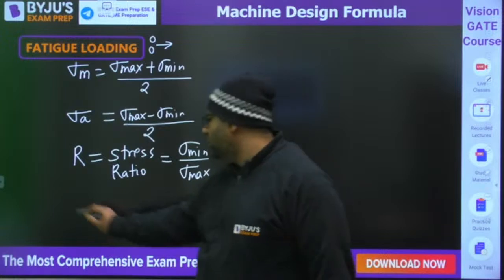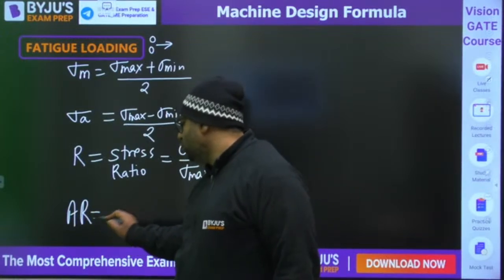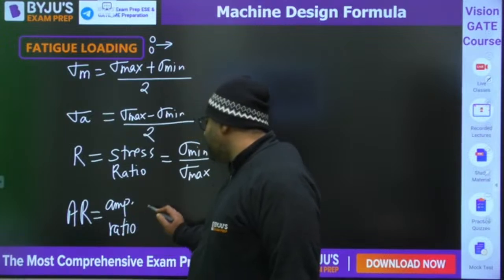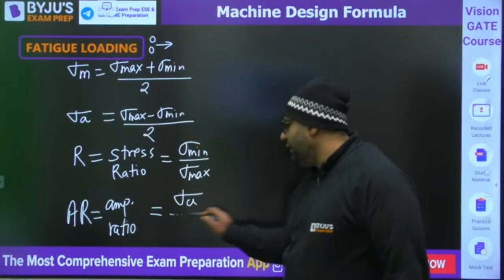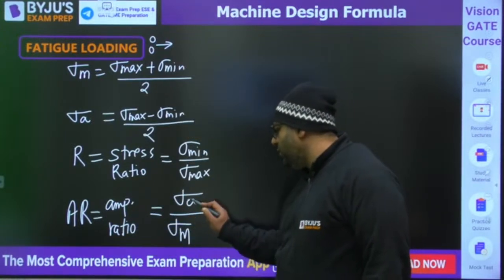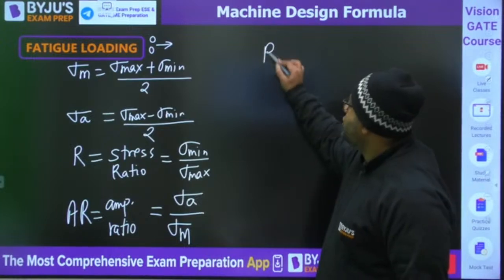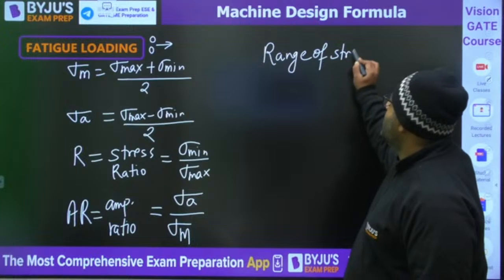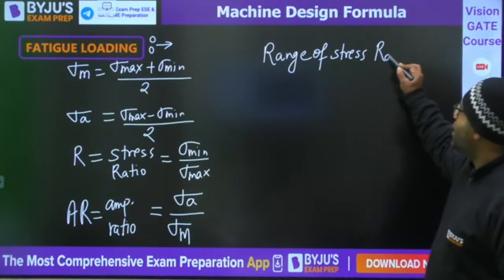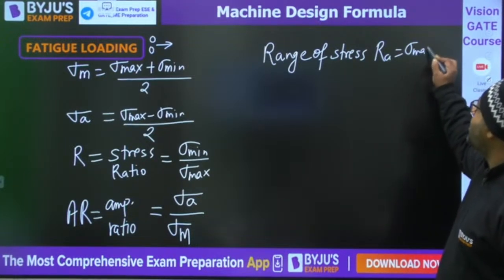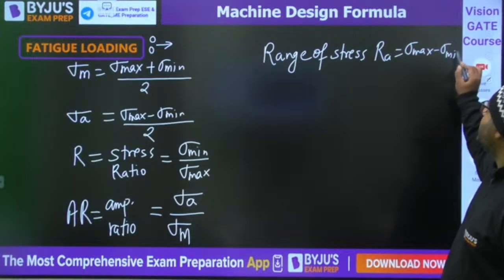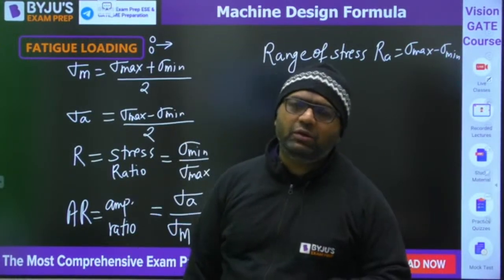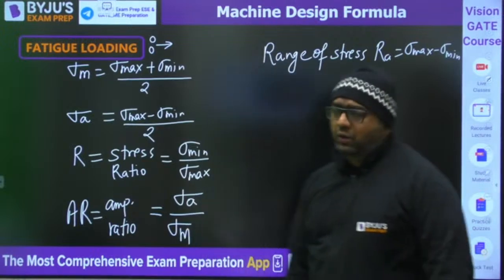Similarly, we have the amplitude ratio. As the name says, amplitude will be in the numerator and mean will be in the denominator. Then we have the range of stress, which we can denote by RA. RA is sigma max minus sigma mean. I feel I have given you all the formulas for the terminology of fatigue loading.